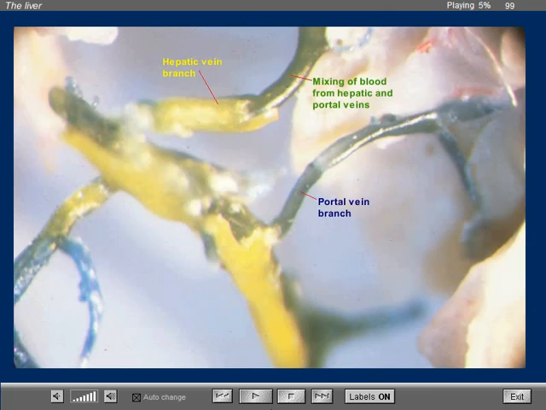This is a cast corrosion showing the intravenous anastomosis. Note that blue was injected in the portal vein, yellow in the hepatic vein, and suddenly we see green vessels. This means that the blue of the portal vein mixed with the yellow of the hepatic vein to form green vessels. This is a morphologic demonstration of intravenous anastomosis. So we cannot establish exactly the level, but we can document the mixing of blood content, and in this case of plastic, between the portal vein and the hepatic veins.